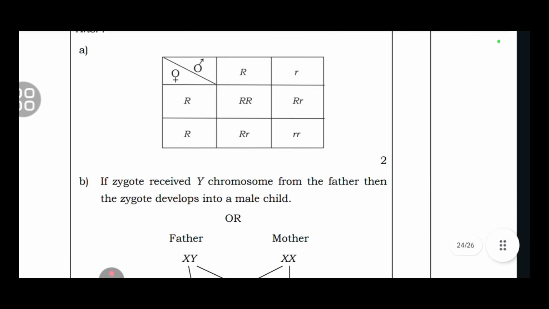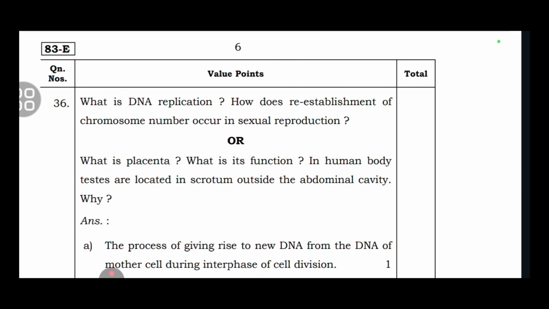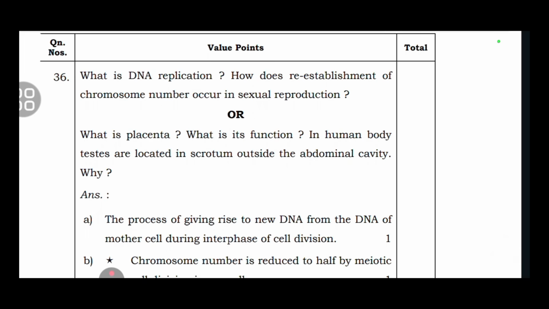So you can go through both these questions and answers once. They will ask this question separately. So prepare thoroughly with the questions above that I told you. That is the question: what is DNA replication? How does re-establishment of chromosome number occur? This occurs in sexual reproduction.